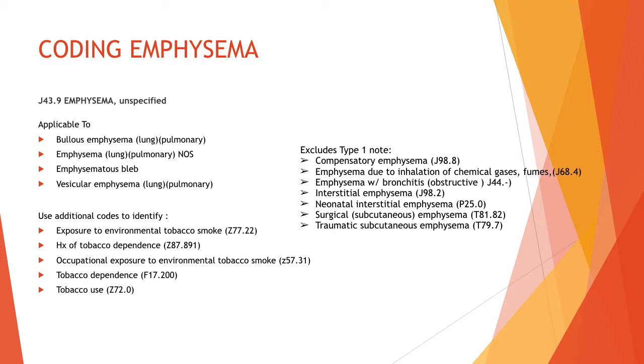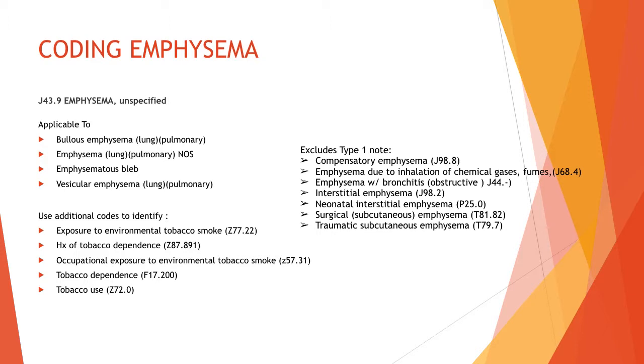Coding emphysema. J43.9 is used to describe emphysema. It's applicable to bullous emphysema, emphysema not otherwise specified, vesicular emphysema, and emphysematous bleb. I hope I said that correctly. If not, please excuse me.